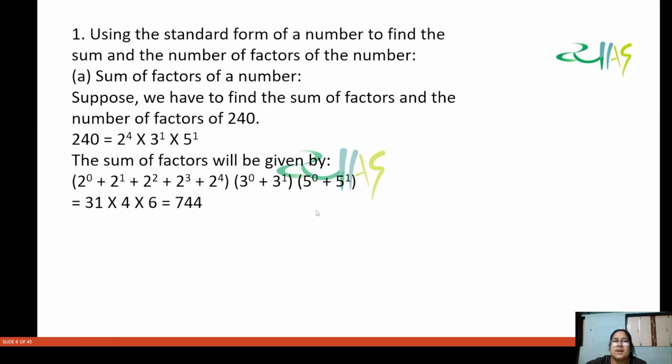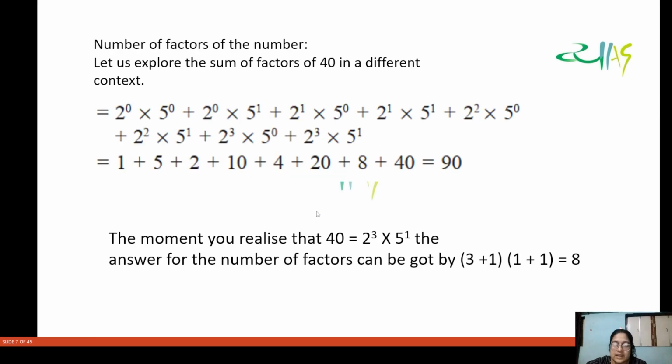नाउ सी, ये तो हमने कर लिया. लेट्स एक्सप्लोर कि नंबर ऑफ फैक्टर्स कितने होंगे. ओके, नंबर ऑफ फैक्टर्स कितने होंगे. तो देखिए, एक काम करते हैं, पहले 40 के सम ऑफ फैक्टर्स निकाल लेते हैं. ओके, 40 का सम ऑफ फैक्टर्स निकाल लेते हैं. तो 40 का देखिए सम ऑफ फैक्टर्स बहुत इजी होगा.